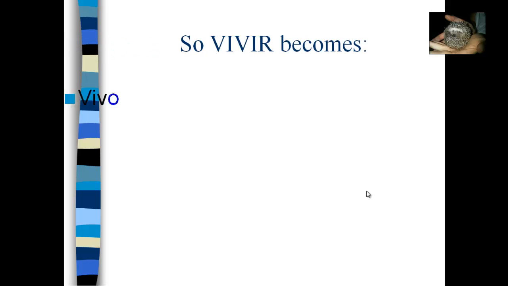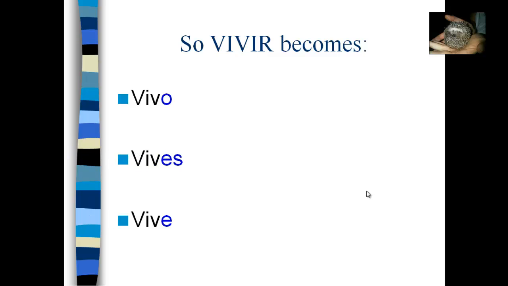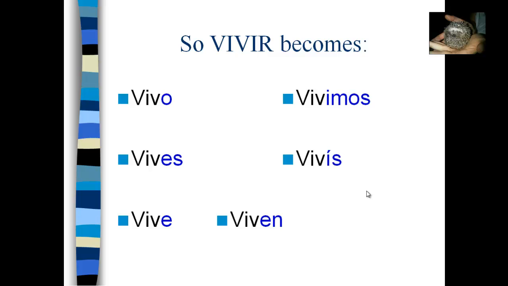So the verb vivir, which means to live, becomes vivo, I live. Vives, you singular live. Vive, he, she, or it lives. Vivimos, we live. Vivís, you plural live. And viven, they live.